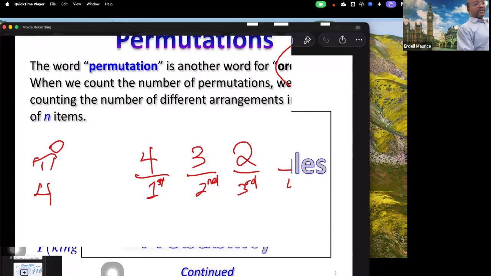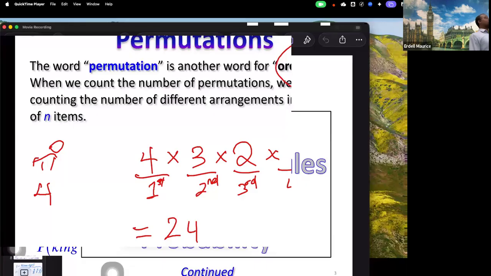So the question then is, how many ways can we order these things? And we can use the fundamental counting principle. I simply need to multiply these numbers together. 4 times 3 times 2 times 1, and that will give me the number of ways these things can be ordered. 4 times 3 is 12. 12 times 2 is 24. There are 24 different ways these 4 horses can be ordered.